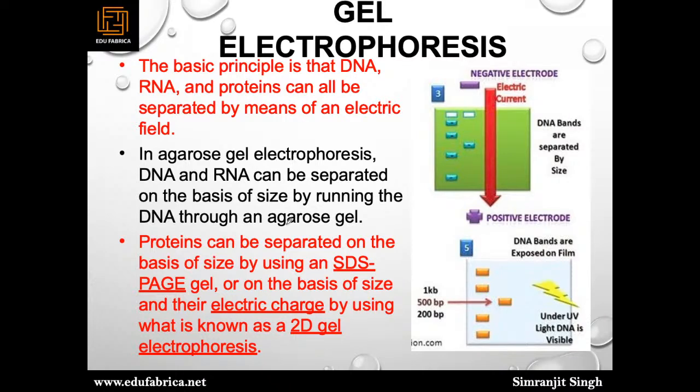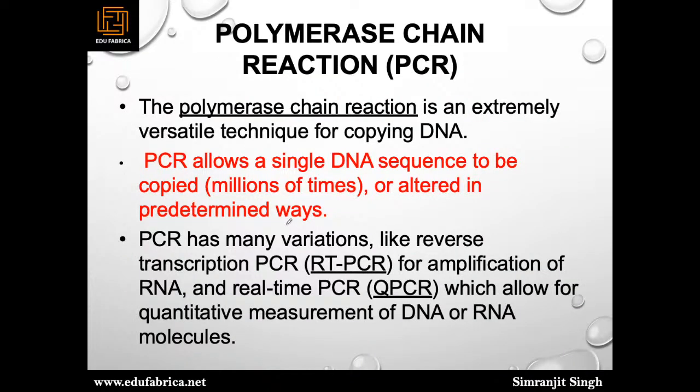DNA, RNA, and proteins can be separated by means of an electric field. In agarose gel electrophoresis, DNA and RNA can be separated on the basis of size by running the DNA through agarose gel. And proteins can be separated on the basis of size by using SDS-based gels, or on the basis of size and their electric charge. That is known as 2D gel electrophoresis. And this I want to show you maybe today, how we do this in the virtual lab.